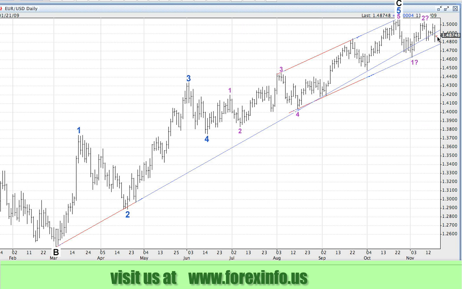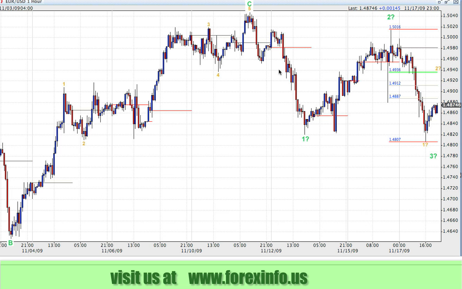So after doing a correction today, we expect it'll turn back down, and we're looking to see if it gets down this far. Let's have a look on the hourly chart. Again, I've got some question marks here. I'm not quite sure what fractal levels we're looking at.